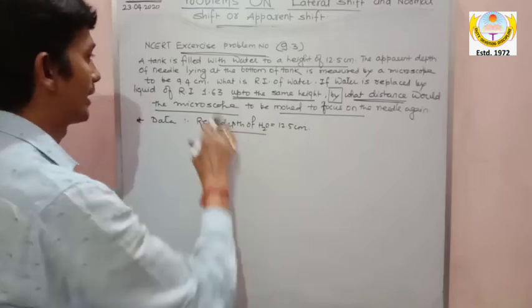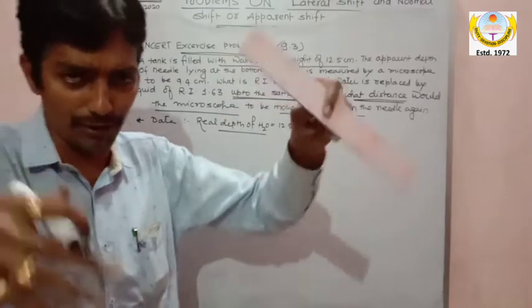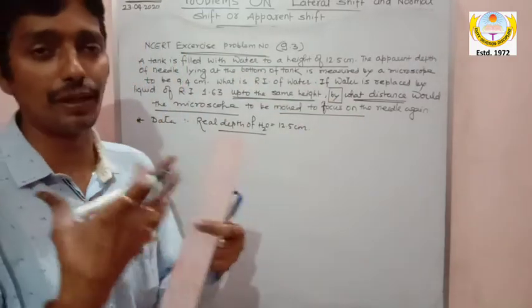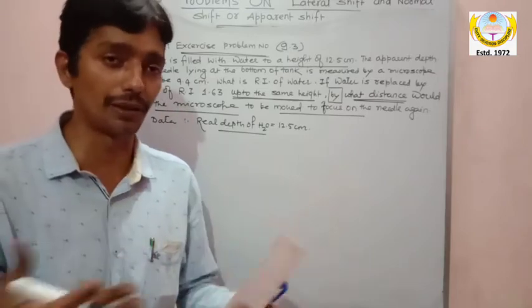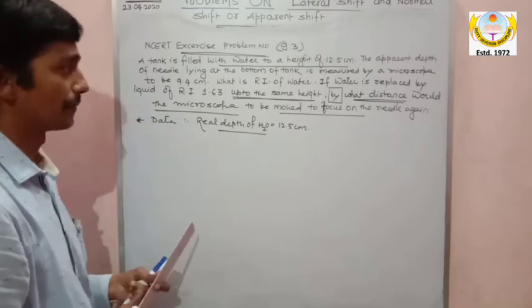I hope you are understanding. That is, a tank is filled with water. That is actually nothing, we have not started. Okay, now let's move on. Sometimes the problem is asked in a different way, not only normal shift or apparent shift. This is NCERT exercise problem 9.3.